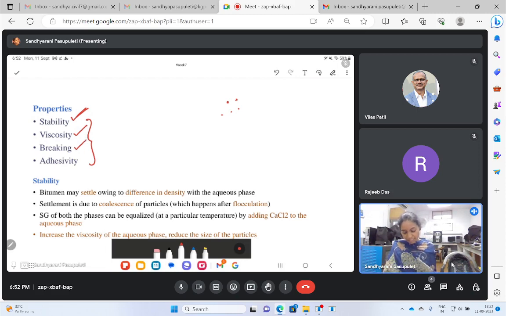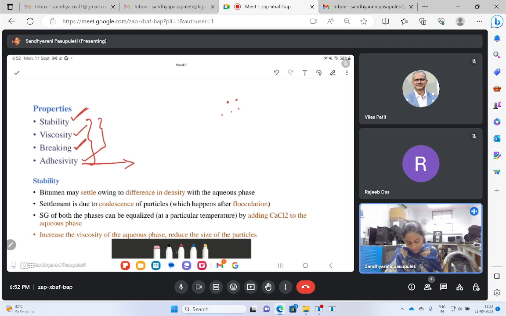And another property is breaking. So the first task is to make this emulsification, but the main task is that at the end, the small bitumen particles should go and completely coat the aggregates. For that, water should be evaporated, then the top surface positive charge also should be separated. This process is called breaking, and the last process is called adhesivity. So when water is evaporated, this bitumen should be completely coated on the surface of the aggregate.